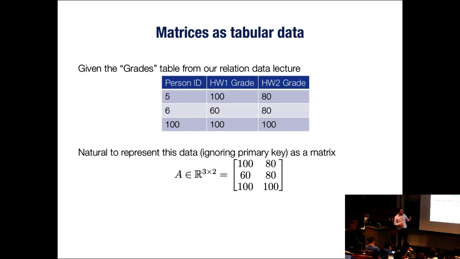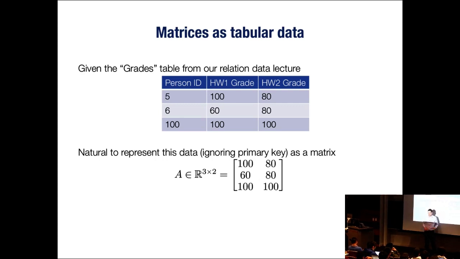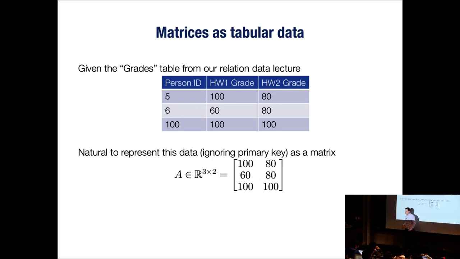So if we're going to represent the data in the table, ignoring the key for a second, it would be very natural to store this in a matrix of size 3 by 2, 3 rows and 2 columns, right? Because obviously, that's what the data looks like in the table format. We have just a bunch of numbers in our table. These represent the grades. And we want to store them in a matrix that captures that same layout.